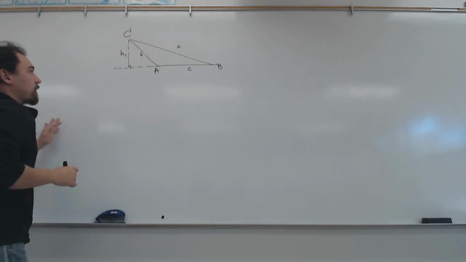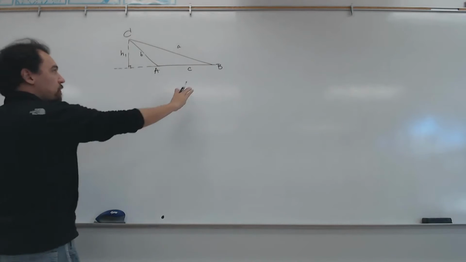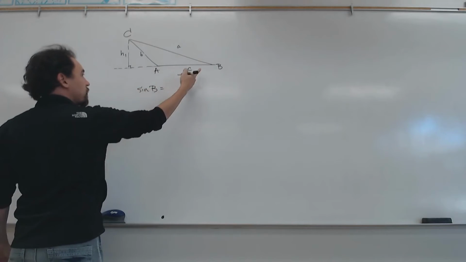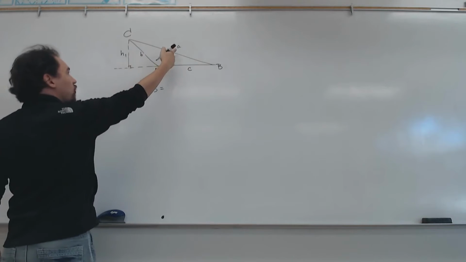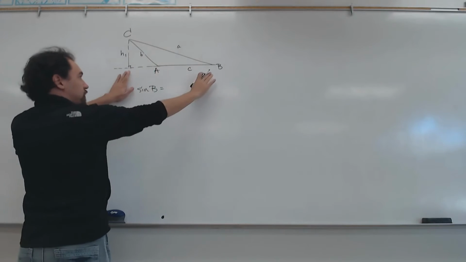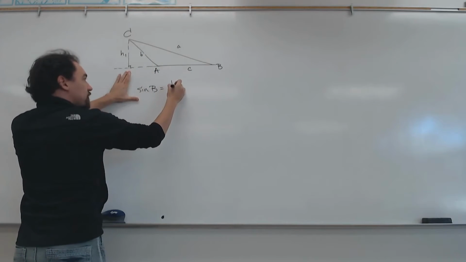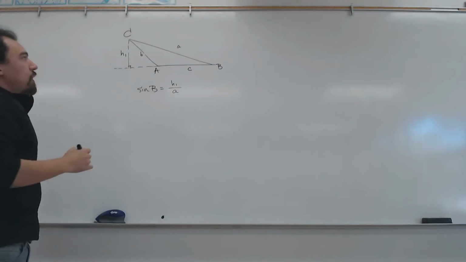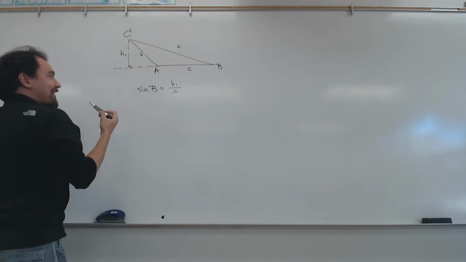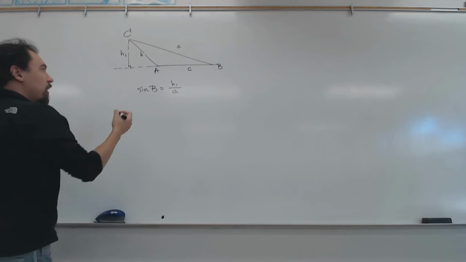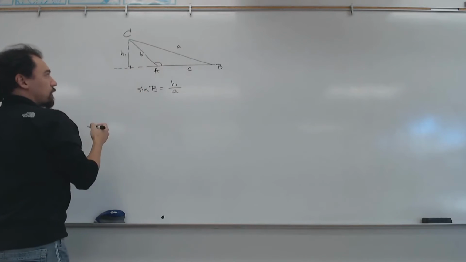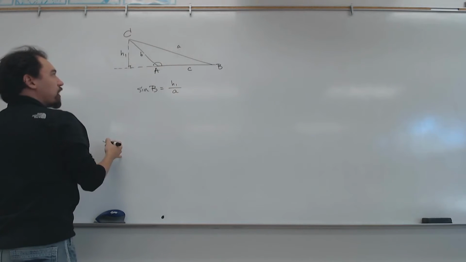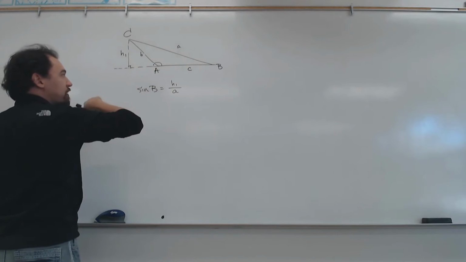We'll call this H1. So from angle B's perspective, I can write the sine of angle B is equal to the opposite side over the hypotenuse in that right triangle. So the opposite side is H1, and the hypotenuse is little a. Now, when I want to talk about the sine of angle A, the problem is the angle A is over here. But the angle that's in my right triangle is this angle, which we understand to be pi radians minus angle A.